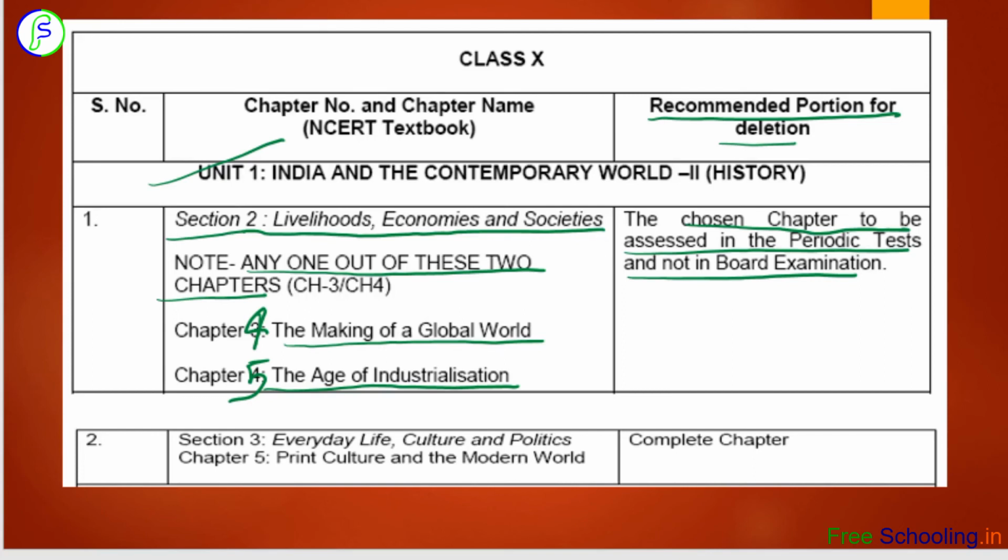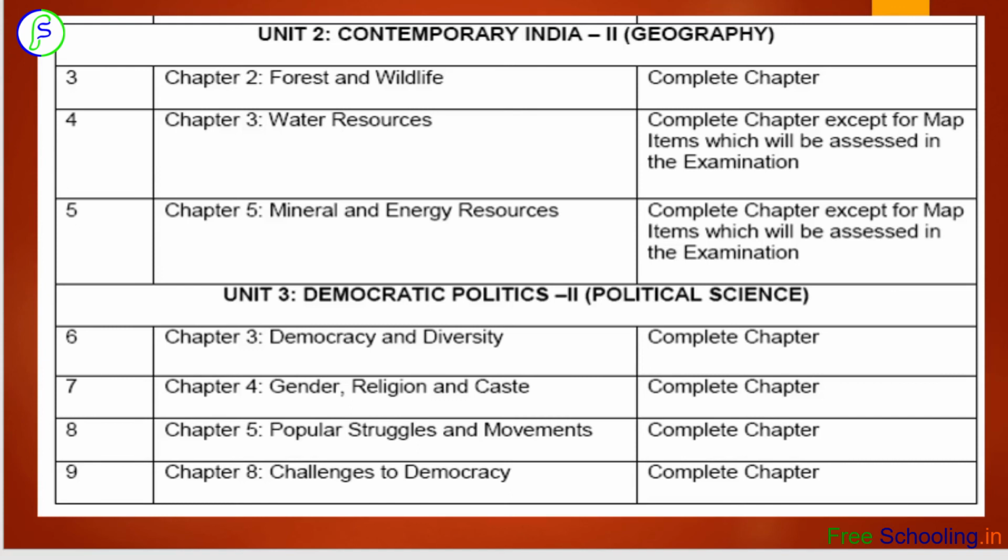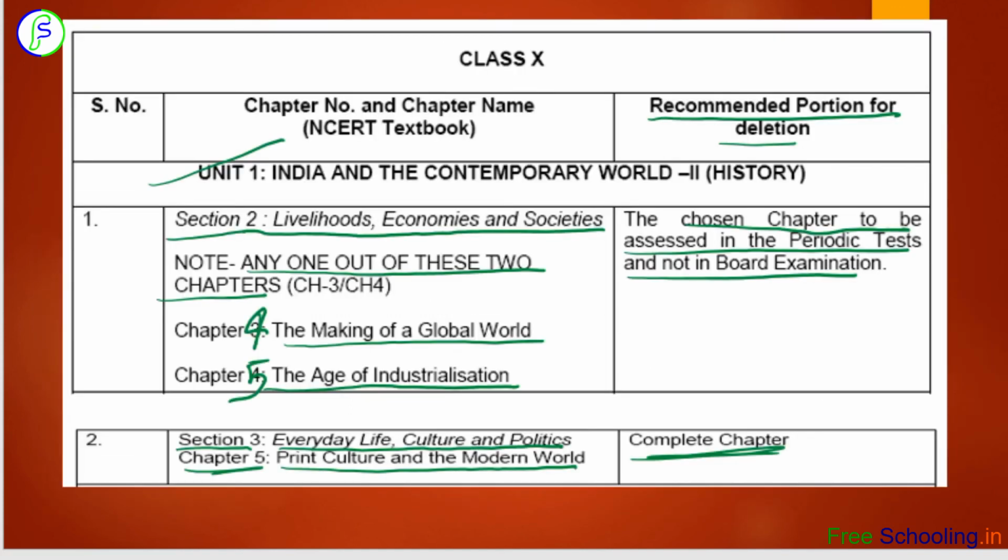Okay, so now let's see section 3. We've got everyday life, culture and politics. Chapter 5 under this section, print culture and the modern world, is completely removed. And if we see out here that you have contemporary India, only 2 chapters out of 8 are coming in India and the contemporary world, that is your history.